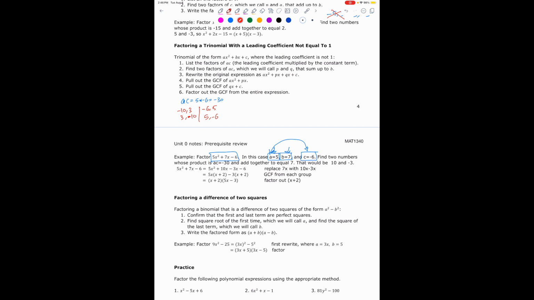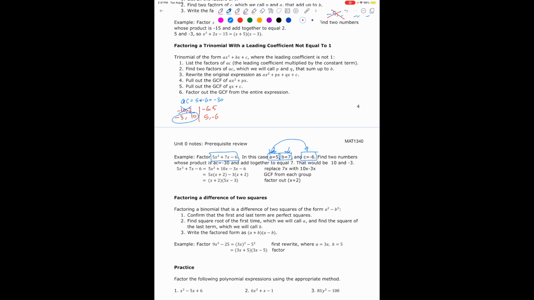I made a mistake here. I did this backwards, okay? So negative 3 and 10. Okay, so let me test. Negative 10 plus 3 is negative 7. That is not 7, so that is not an option. Negative 3 plus 10 is 7, so that is an option.